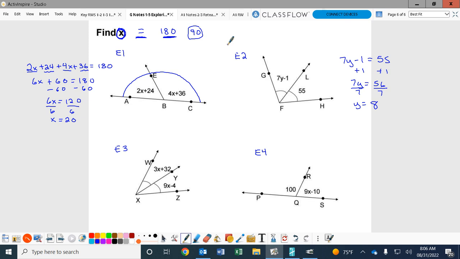Because every straight line adds up to 180. And since together they form a straight line, that would add up to 180. Good. Thank you for asking the question. Linear pairs, things that make lines, are going to be supplementary, which means they add up to 180. Good.